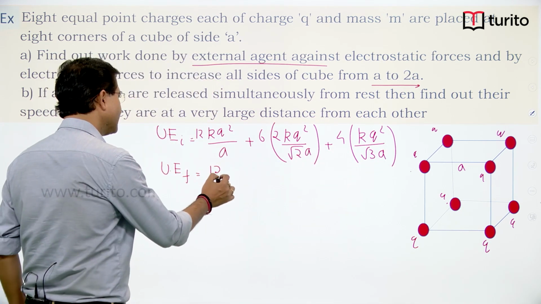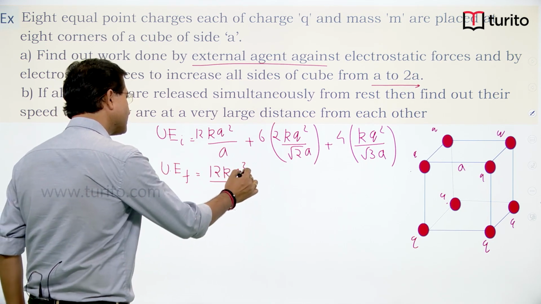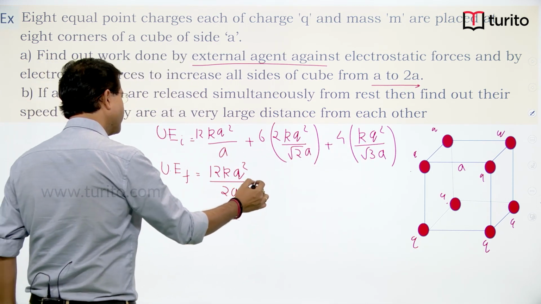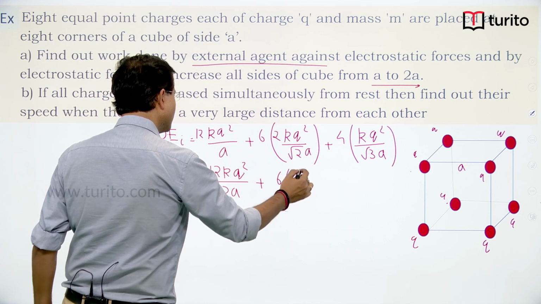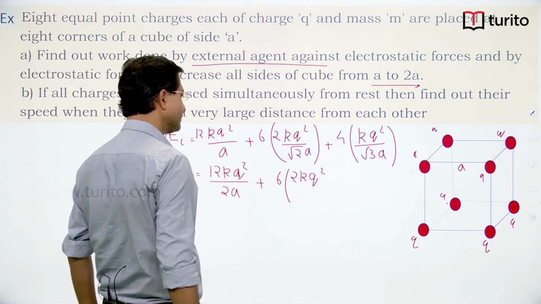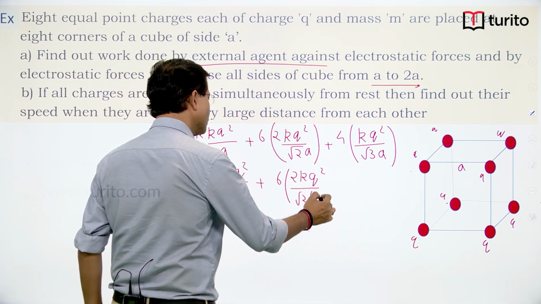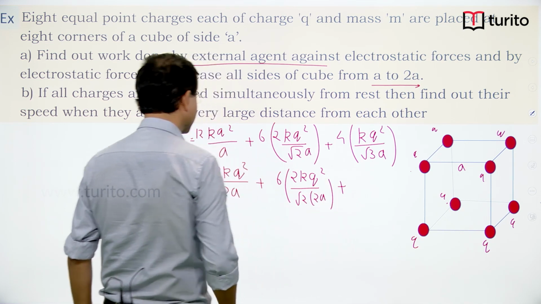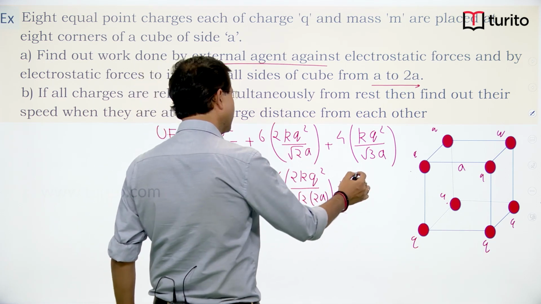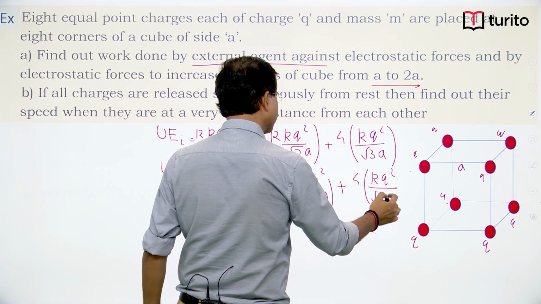So 12 k Q square divided by 2a, plus 6 times 2k Q square divided by root 2 into 2a, plus, so this a got converted into 2a, this a got converted into 2a, and similarly this will get converted into 2a.